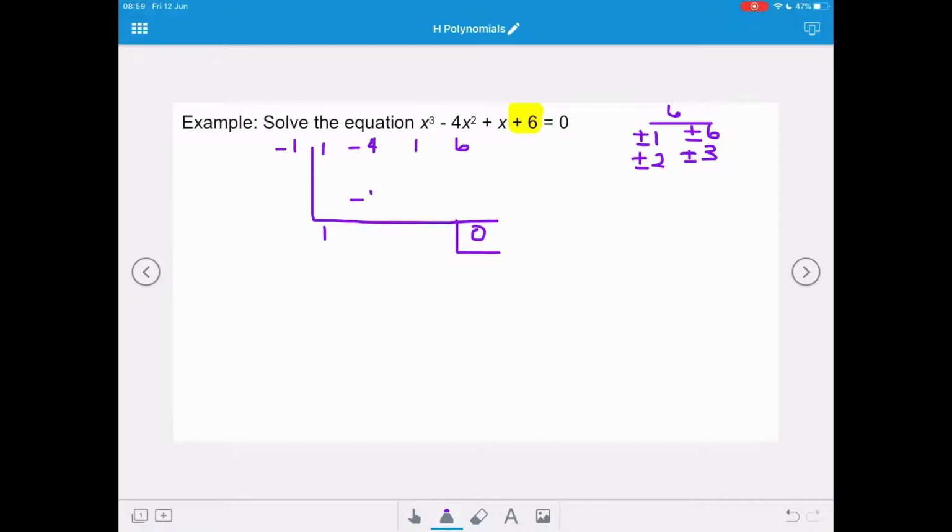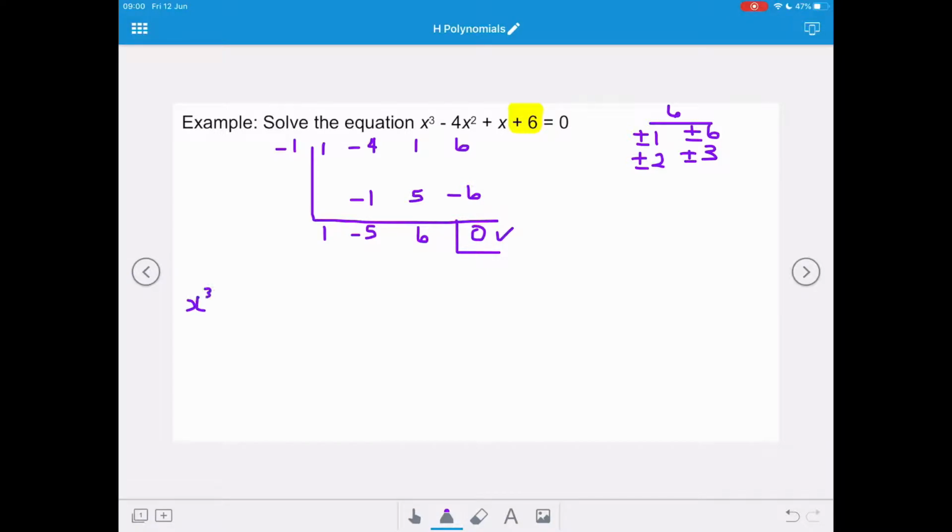So we bring down the 1, multiply it to get negative 1. Then we add them together to get negative 5. If we multiply that by negative 1, we're going to get 5. And if we add that onto the 1, we're going to get 6. And if we multiply that by negative 1, we're going to get negative 6. And that means we get our remainder of 0.